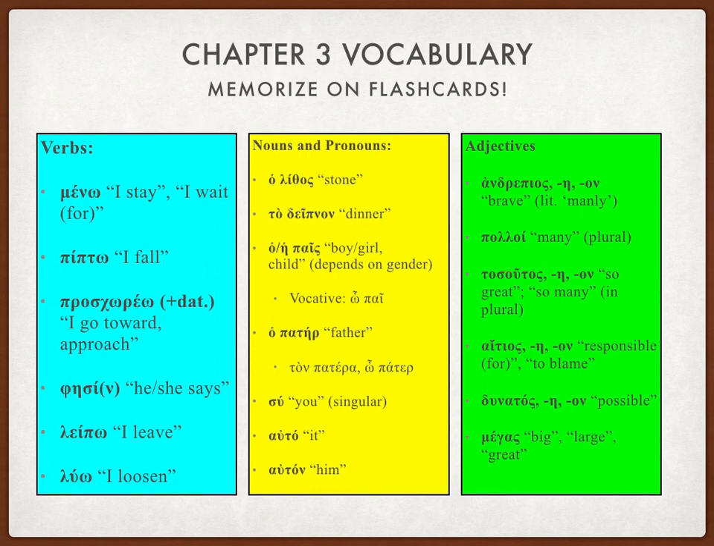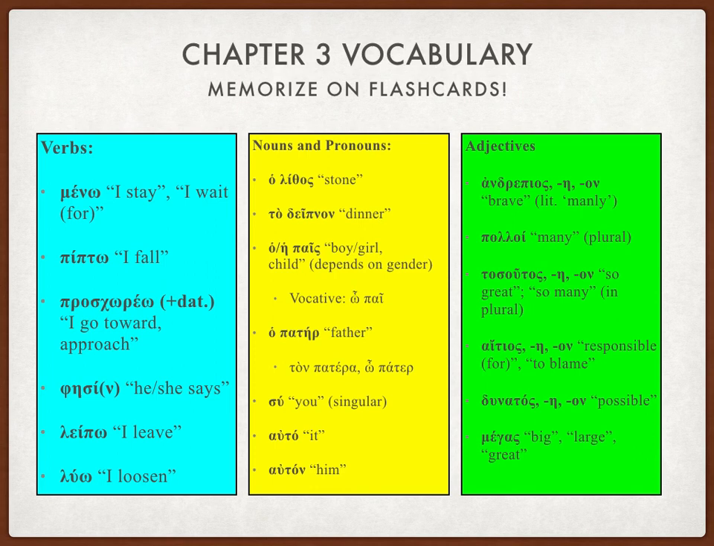All right, so let's go through some of the vocabulary for this chapter, which is taken from both alpha and beta, both halves of the chapter. A couple verbs that are important, well, all of them are important here. Meno means I stay or I wait for someone, meno. Pipto, second one down, means I fall, pipto.